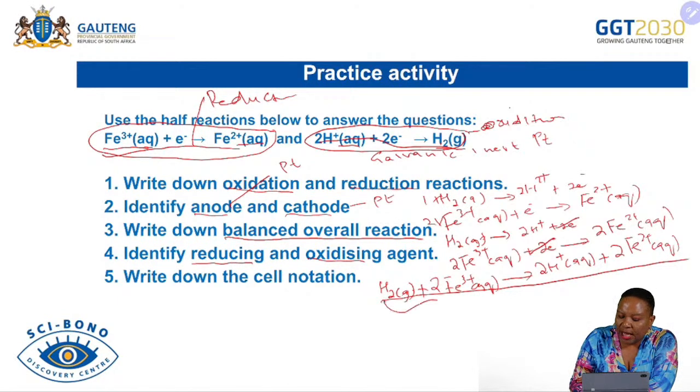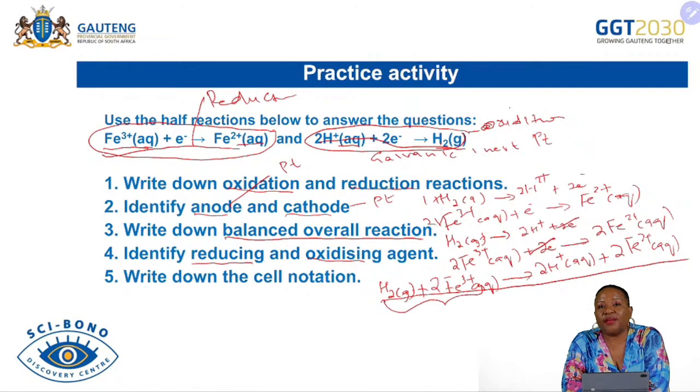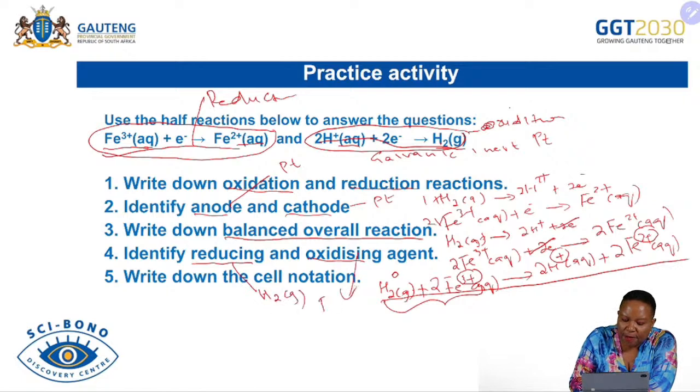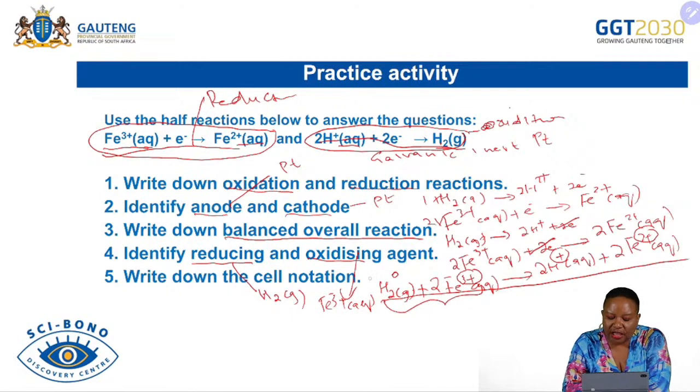We always identify our agents on the side of the reactants. So we'll just check. Hydrogen moved from 0 to +1, which means there was an increase. And Fe3+ moved from 3+ to 2+, which means there was a decrease. So let me start with the reducing agent. Our reducing agent is going to be H2 gas, and our oxidizing agent is going to be Fe3+ aqueous. That is our reducing and oxidizing agent.